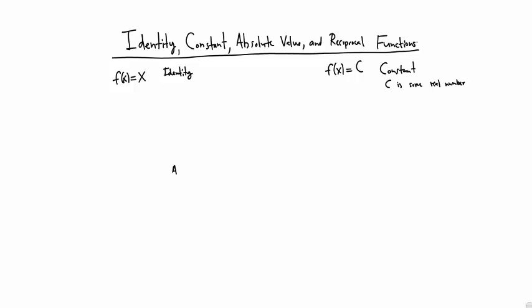The absolute value function. That's the function given by the formula absolute value of x. And finally, the reciprocal function. That's the function given by the formula 1 over x.